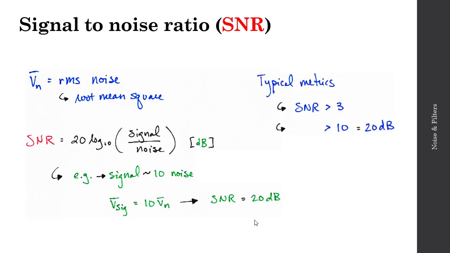Now, typical metrics you'll see for SNR, typically something like an SNR of 3, and that'll be the actual linear, if you will, ratio of the RMS signal over the RMS noise, and then commonly something on the order of 10, right? So a factor of 10 here, as in our example, gives us an SNR of 20 dB. So these are common SNR metrics that you'll see for various sensors.